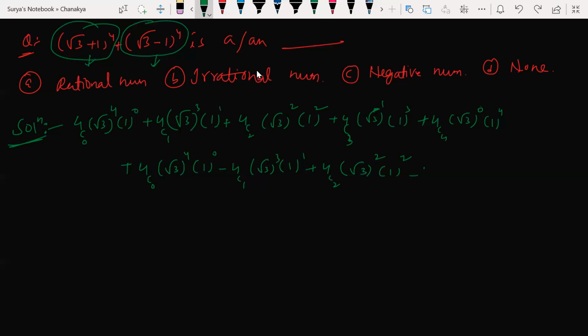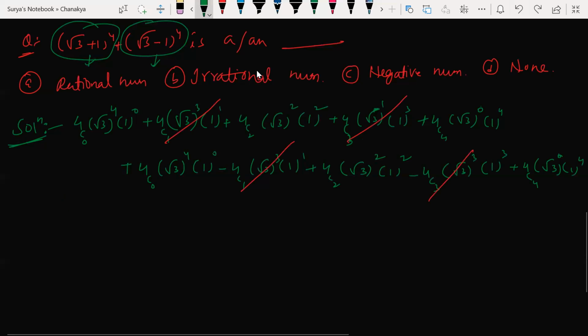Next, minus 4C3 into root 3 to the power of 3, 1 to the power of 3. Next, 4C4 root 3 to the power of 0, 1 to the power of 4. Now check, look at it. This will be getting cancelled now. This will be getting cancelled. So what are you going to be left with now?